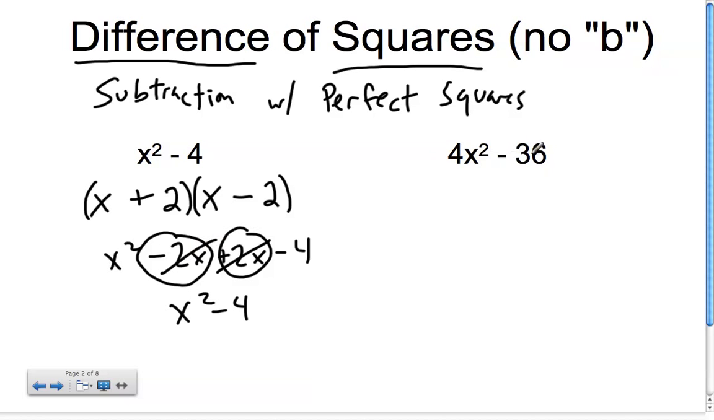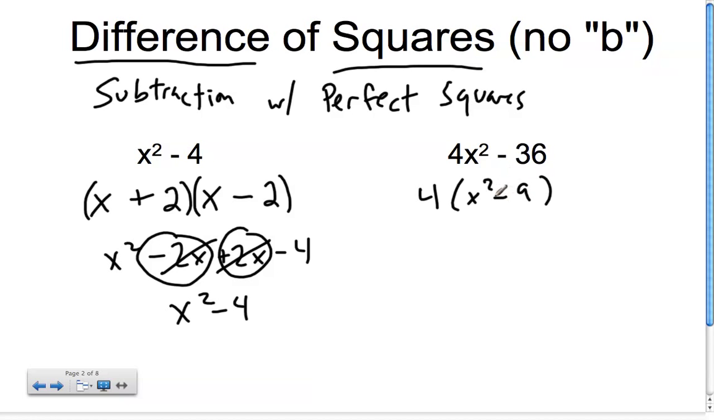Let's look over here. This is a fun case. Looks like they're both divisible by 4. So as always, if there's something attached to the x and you can pull it out of both of them, please do so. Okay, so pulling out the 4 would give me x squared minus 9. And still no middle term here.